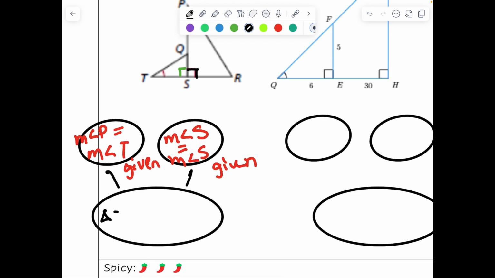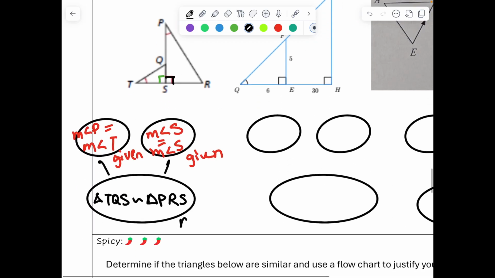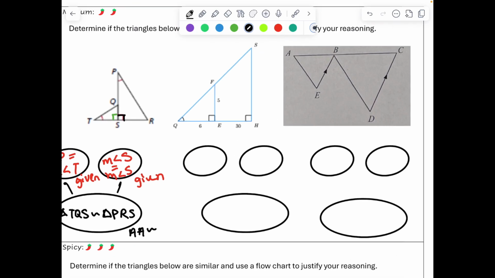So that means triangle TQS is similar to triangle. Now this one's kind of been slanted on its side, right? So we have to make sure we pair this up correctly. Triangle PRS. And that's because of angle-angle similarity.